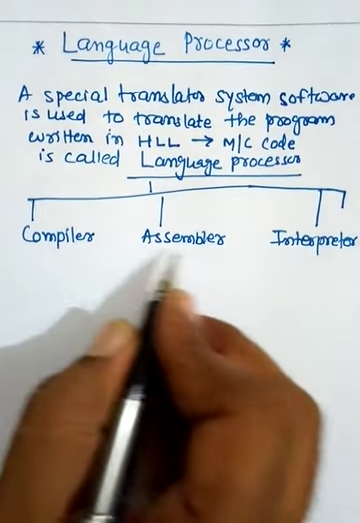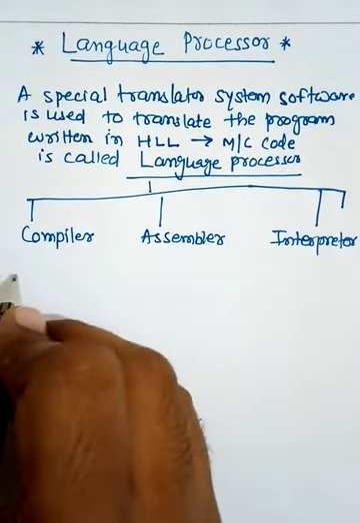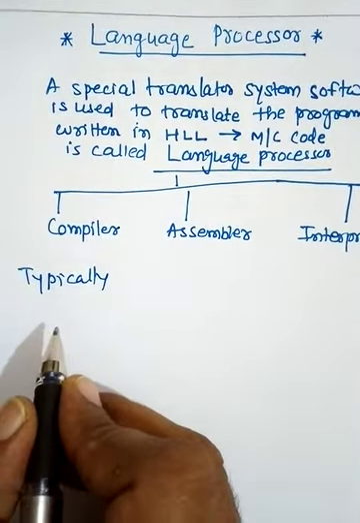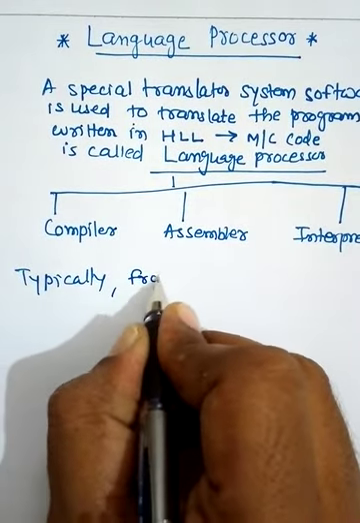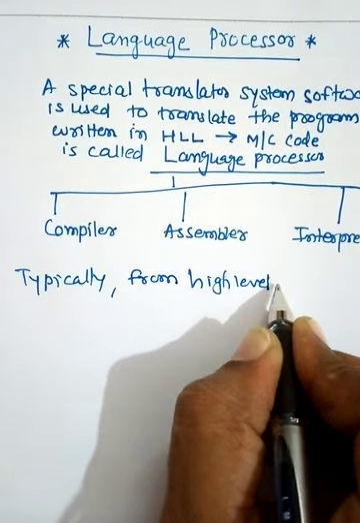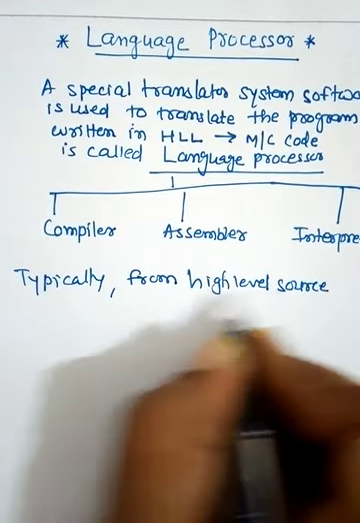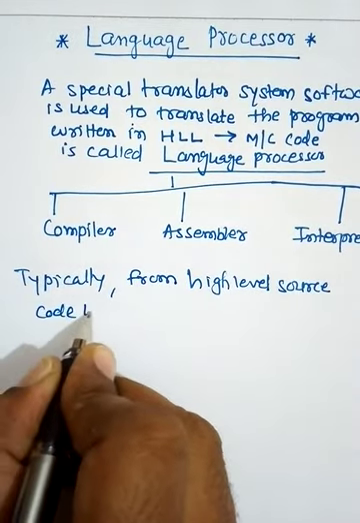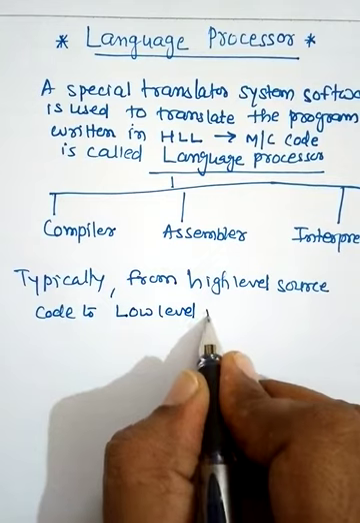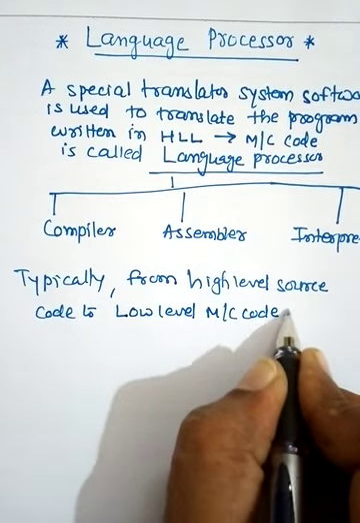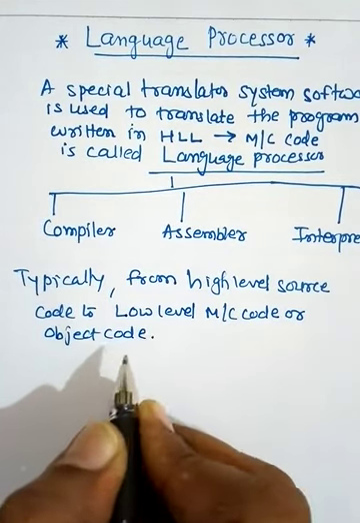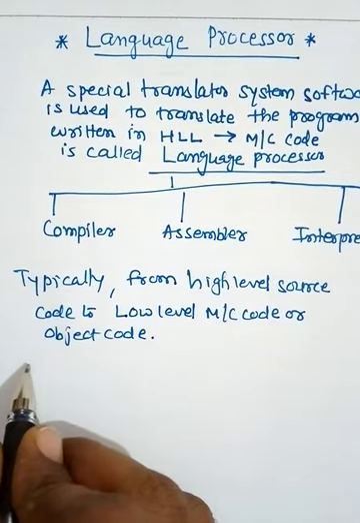Before starting, what can a language processor do? A language processor typically translates from high level source code to low level machine code, also called object code.